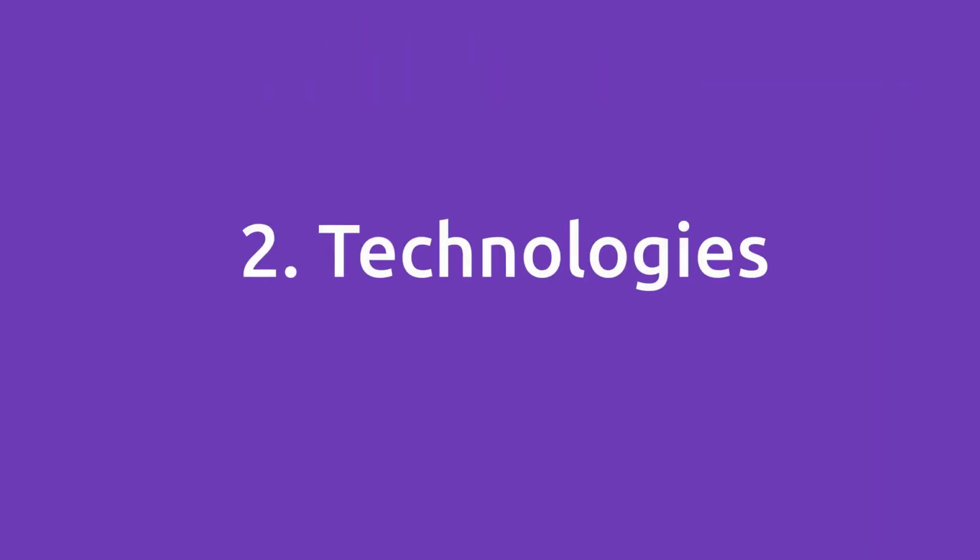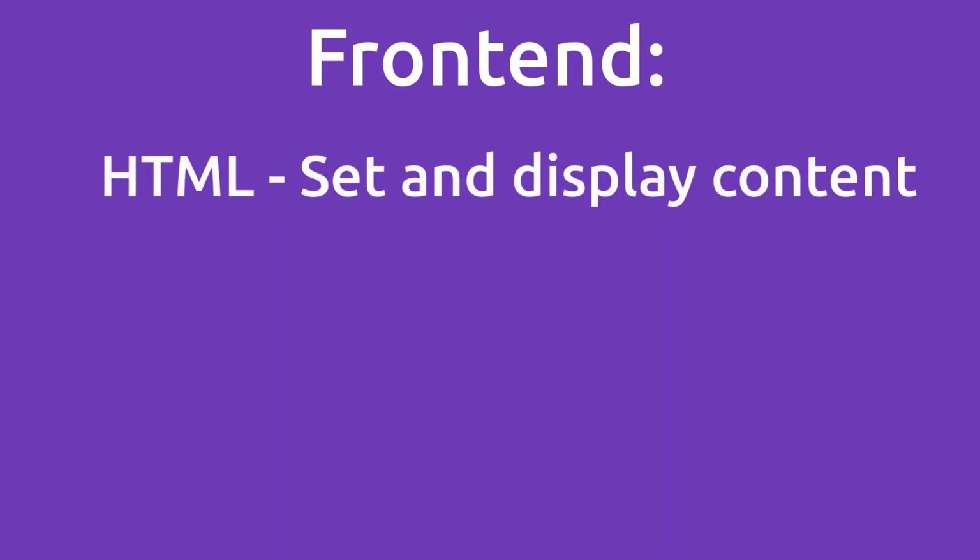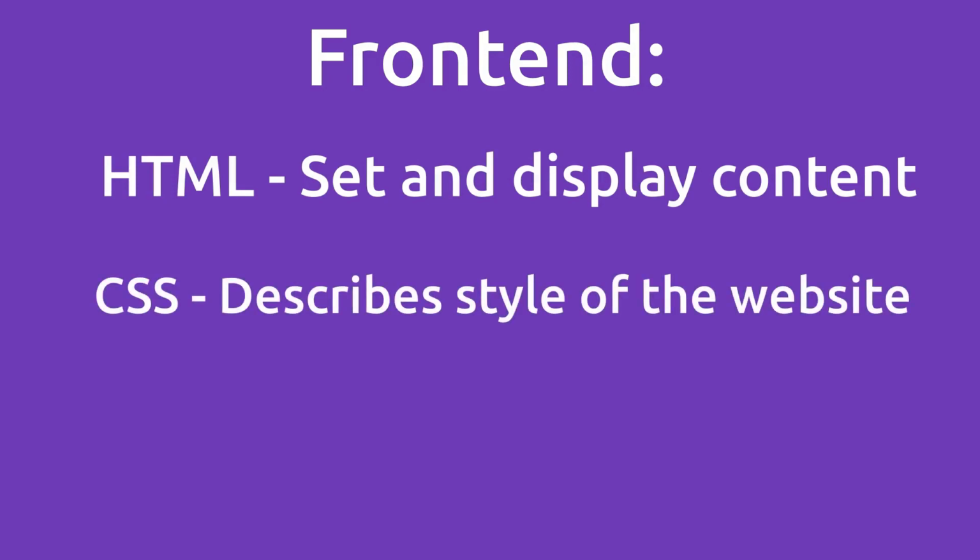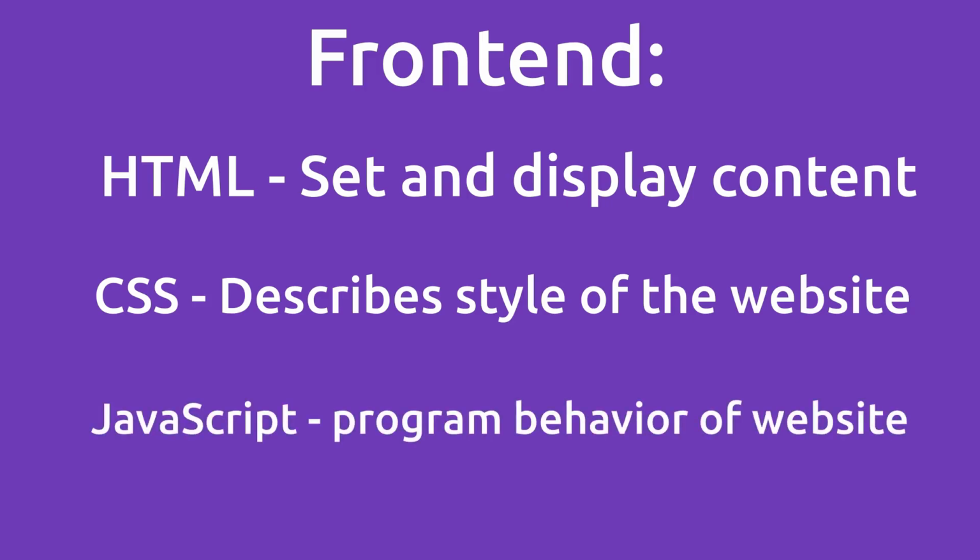The second important thing are technologies used in both of them. In front-end we have HTML, which allow us to set and display content on our website. We have CSS that describes the style of your website. And JavaScript. This is the programming language of HTML, which will allow you to program the behavior of website. JavaScript will be executed by the browser.